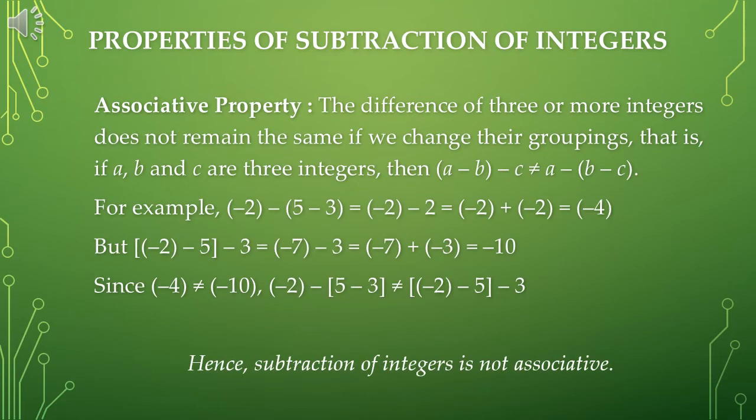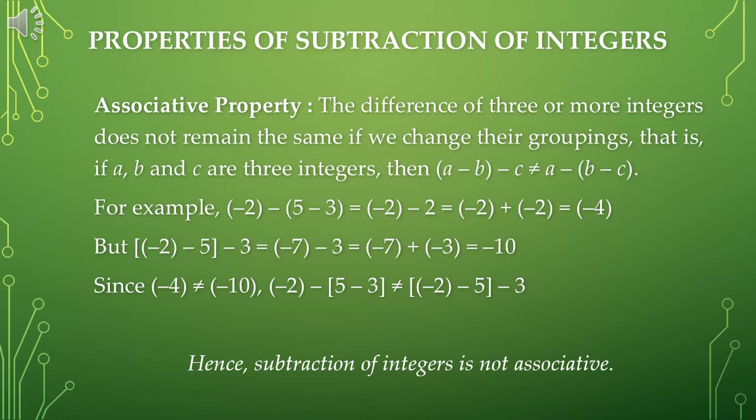Similarly, we will now discuss the associative property of subtraction of integers. In this, as you all know, there are three integers, and you can see on the screen that the three integers are a, b and c. Here, on the left hand side, we are doing a minus b first, and then the third integer is subtracted from the result. Let us consider the first example here. The three integers are minus 2, plus 5 and minus 3.